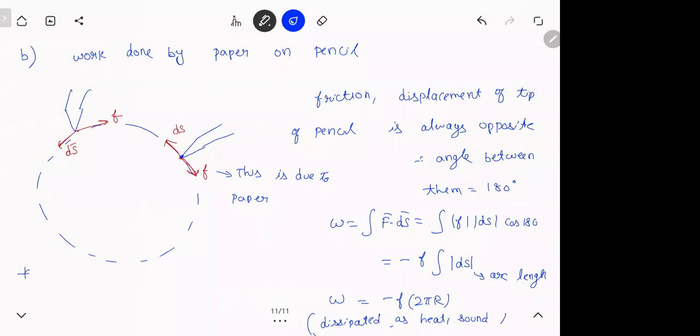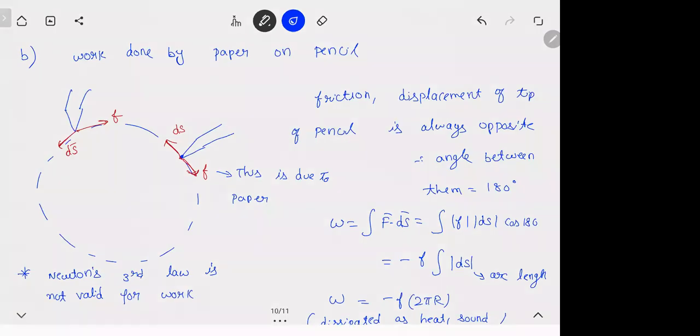And one important thing here, Newton's third law is not valid. Just because A does not do work on B doesn't mean B will not do work on A. Newton's third law is not valid for work. Work done by pencil on paper is 0, but work done by paper on pencil is not 0.